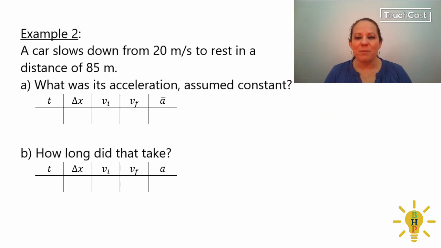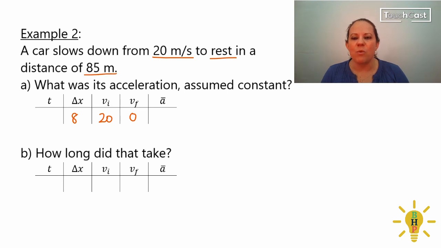In this next problem, a car is going to slow down from 20 meters per second to rest in a distance of 85 meters. So we're going to slow down from 20 meters per second, so that's going to be an initial velocity, to rest. This is one of those pieces of implied information. It doesn't give us a value, so we have to interpret that being at rest means 0 meters per second for the velocity. And that's going to happen in a distance of 85 meters. So we'll plug that in for delta x. What was its acceleration? Assumed to be constant.